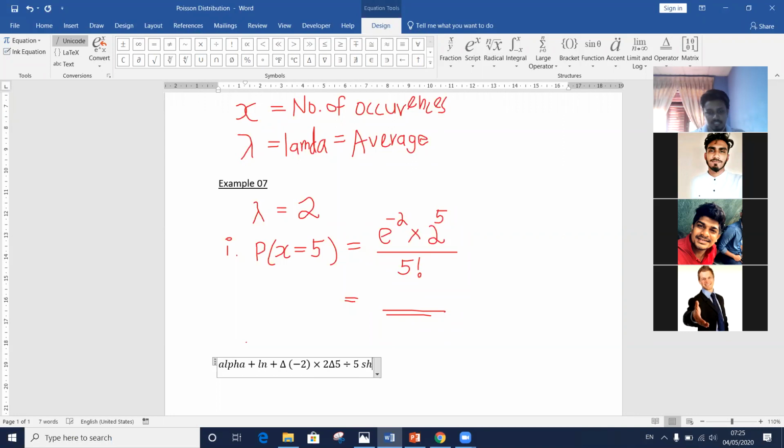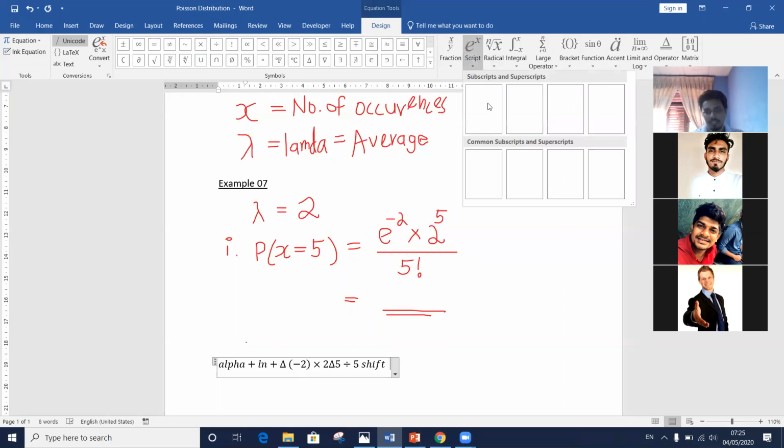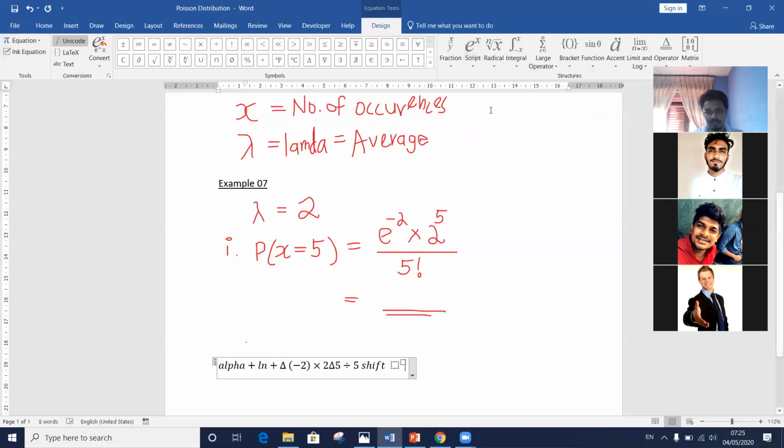Then the shift button, then you will have a button called x to the power -1, right?